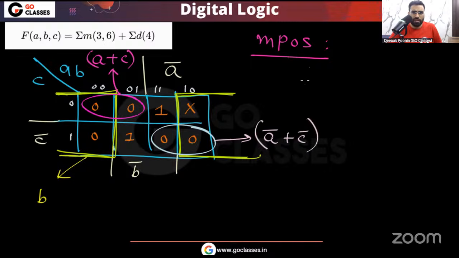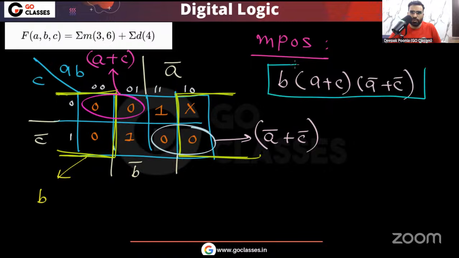Okay. So that is the minimal product of sums expression that we got. Now we will do the product of these sum terms. So you can see A or C, A bar or C bar. I hope you understood. Okay. So this is what we got.